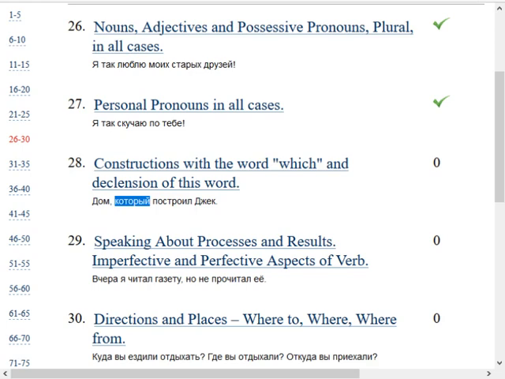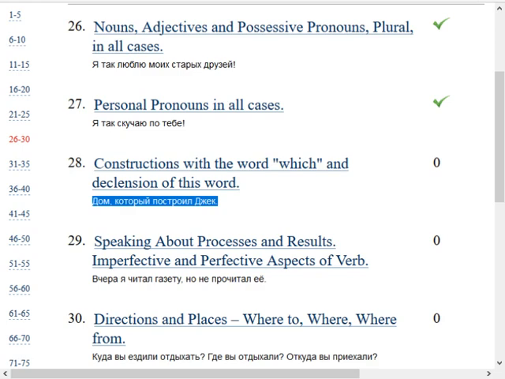Here's an example of it here. Дом, который построил Джек. This is a Russian translation of the house that Jack built. So you can say this is a house. You can say Jack built this house, but you can also say this is the house that Jack built.